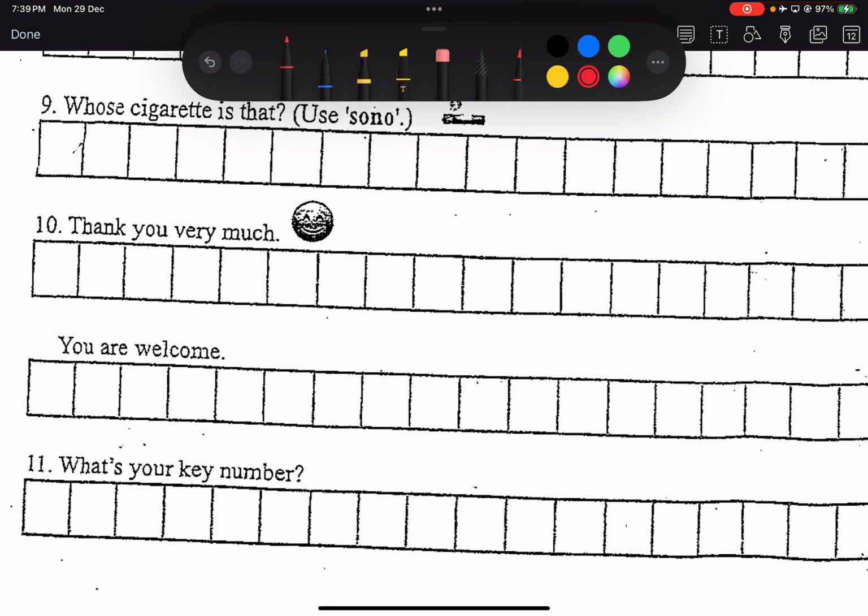Thank you very much. ありがとうございます。 You're missing the front part. どうもありがとうございます。 Right, ありがとうございます is just thank you. If you want the very much, then you need to add the word どうも.